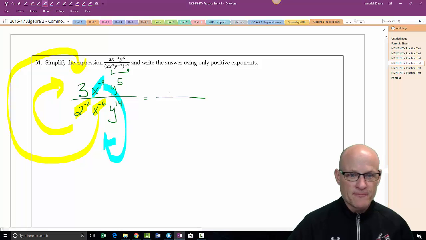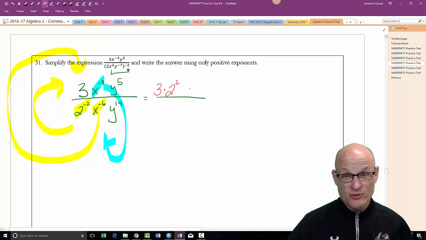So let's rewrite this thing. 3 times 2 to the positive 2 because it came up. X to the positive 6 because those came up. Y to the 5th all over x to the 4th, y to the 14th.